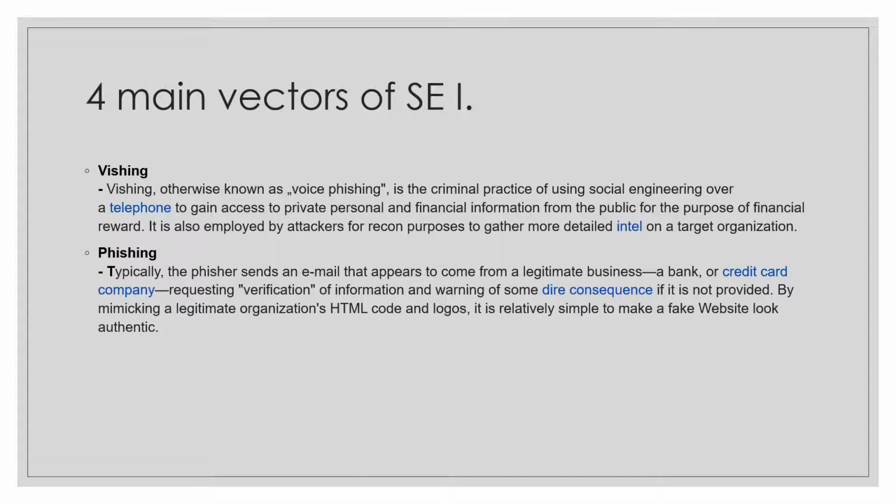So, vishing. Vishing is the most obvious and the most archaic method of social engineering. This is just talking on the telephone, basically calling someone. Or technically it could be talking to someone on the street. This is using these tactics, these aforementioned tenets, to gain access to private personal and financial information, or gain some dirt, or gain blackmail, or anything that they want. And it can be used for recon.